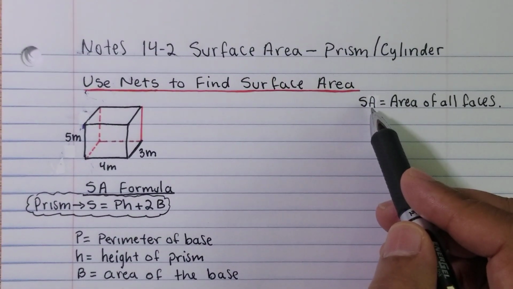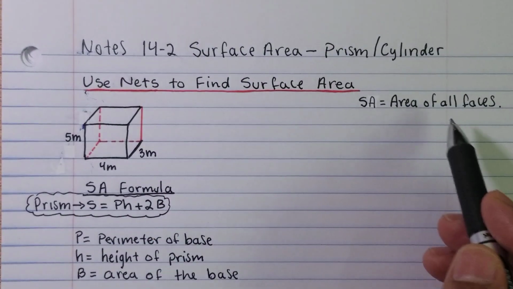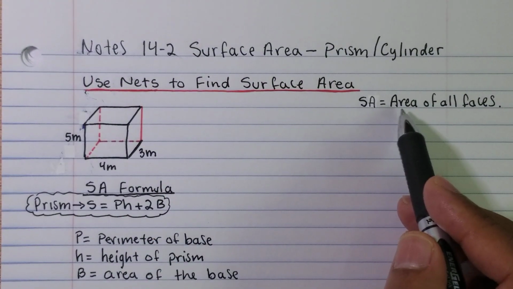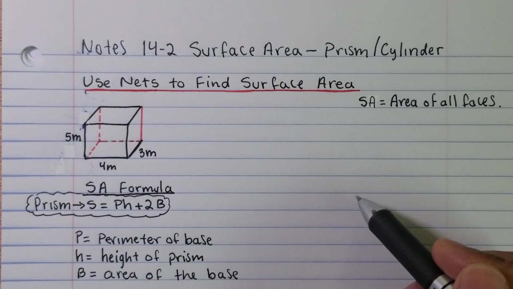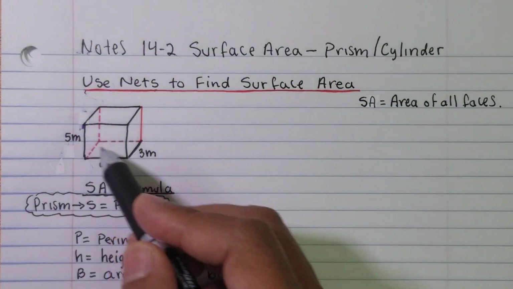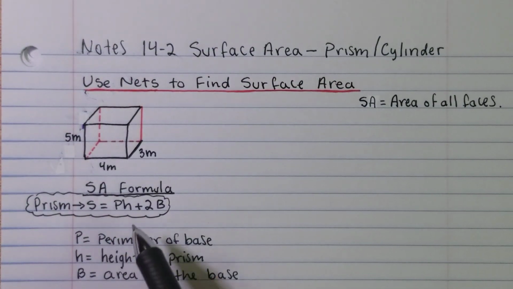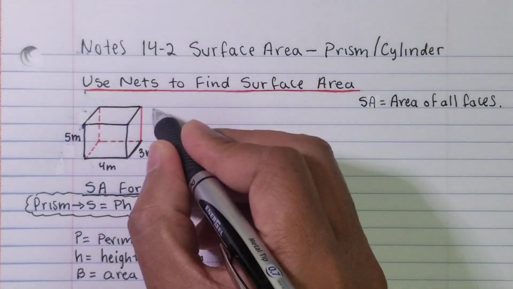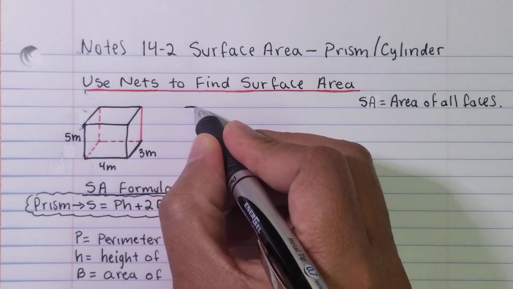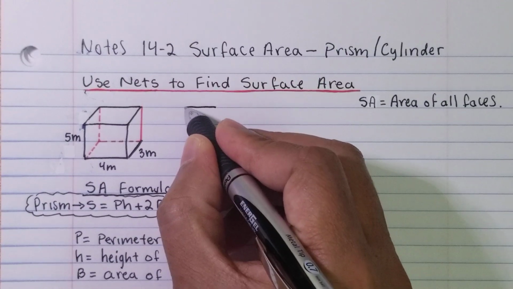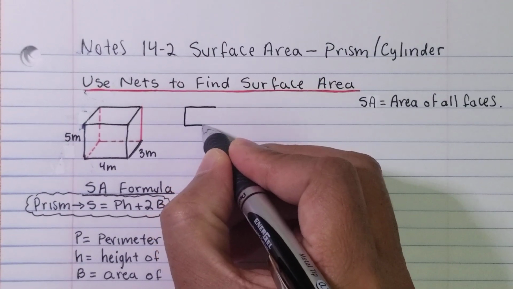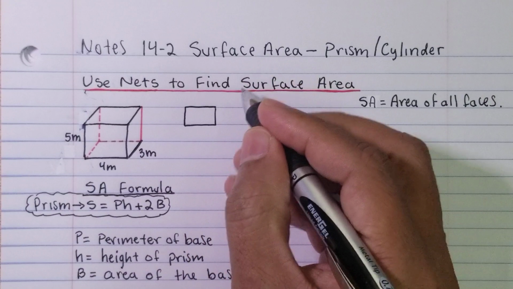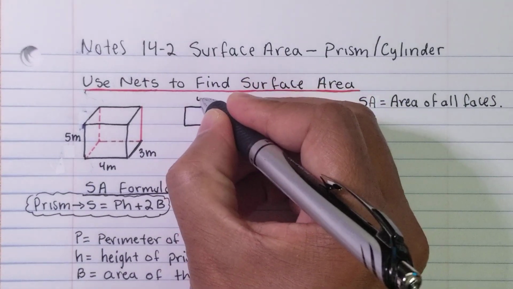And don't forget to find the surface area using nets. All you do is you find the area of all the faces. So as you can see, this prism here, we can cut this open into nets. So let's say this will be one face, okay? And again, this is not drawn to scale, it's just to give us a picture.